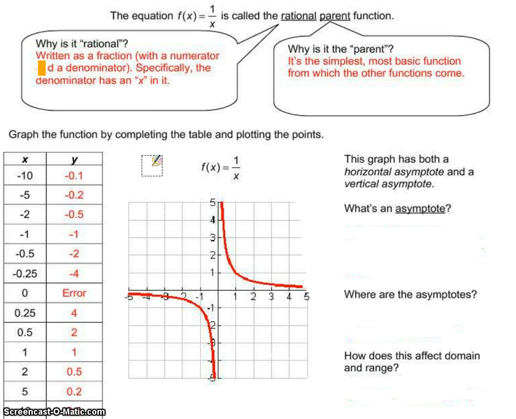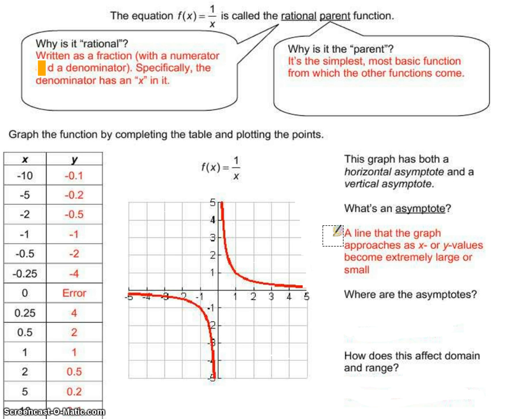Now what this graph has is called a horizontal and a vertical asymptote. So we're going to talk about what an asymptote is. An asymptote is a line that the graph approaches as x and y values become extremely large or extremely small. So go ahead and write this definition down. And we want to talk about where the asymptotes are. So for the x-axis for this one, we have y at 0, and for the y-axis, we have x at 0. And I'm going to show you what that means on the graph.